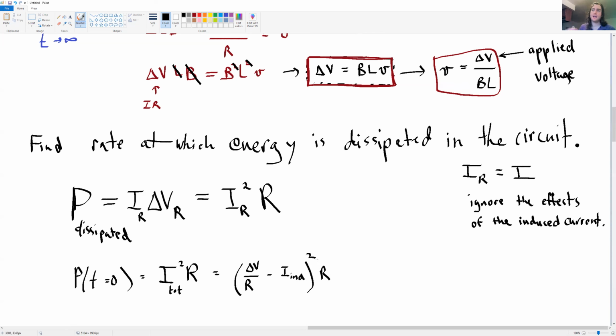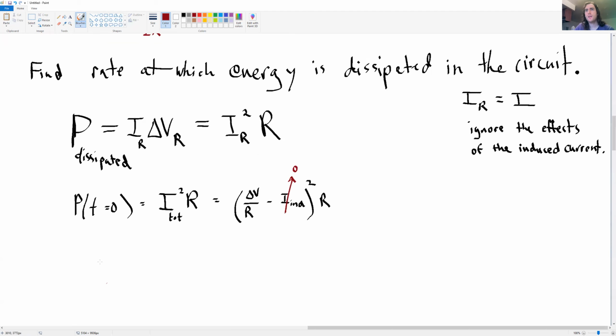And we square this. I induced is 0 at t equals 0. Okay, we could also look at the power and just square this thing out. I guess delta V squared over R is fine, or just writing it as I squared R is also fine. There are a couple of different ways you could write this.